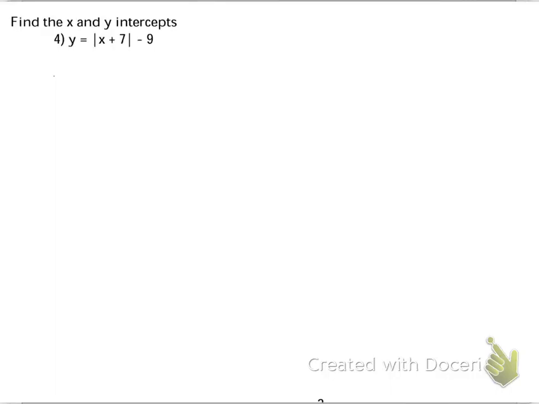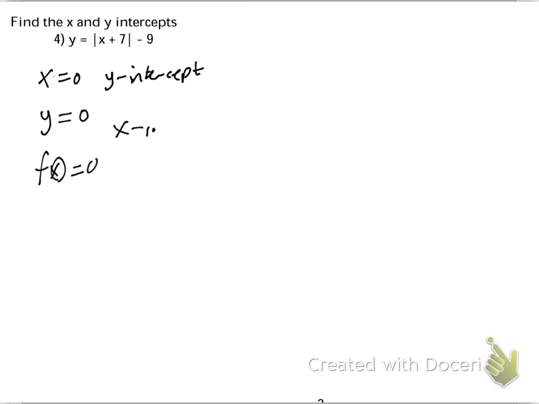Find the x and y intercepts of the absolute value equation. Okay, well first of all let's remember this. When x equals 0 you have a y-intercept, and when y equals 0, or f of x equals 0 if it's written in function notation, you will get the x-intercept. Okay, right, let's try this one.